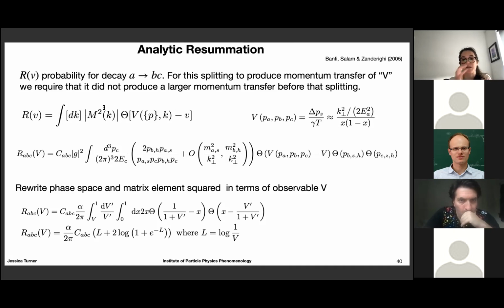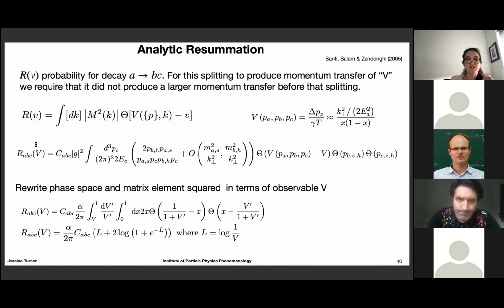I have the matrix element, which corresponds to the soft emission of a decelerating charge, but it's not an entirely inclusive quantity because I have some non-trivial theta function. This theta function enforces that you cannot produce a larger momentum transfer at each splitting than the momentum transfer that occurred prior. So essentially this theta function enforces unitarity. This big V, as I said, is just the observable normalized by gamma t, or the energy. If you put in kinematics, it has a very simple form: k transpose squared over the energy squared times x. If x is small, it's just x.